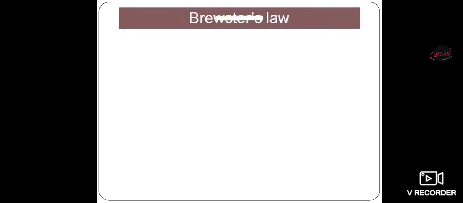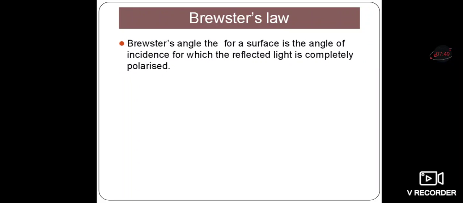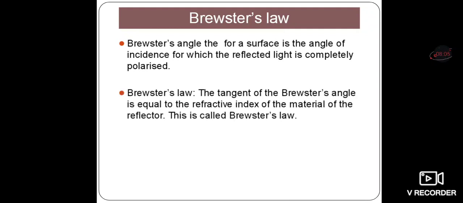Next we will study Brewster's law. Once again we have taken the statement here. The Brewster's angle for a surface is the angle of incidence for which the reflected light is completely plane polarized. Coming to the next one, Brewster's law states that the tangent of the Brewster's angle is equal to the refractive index of the material of the reflector. This is known as Brewster's law.